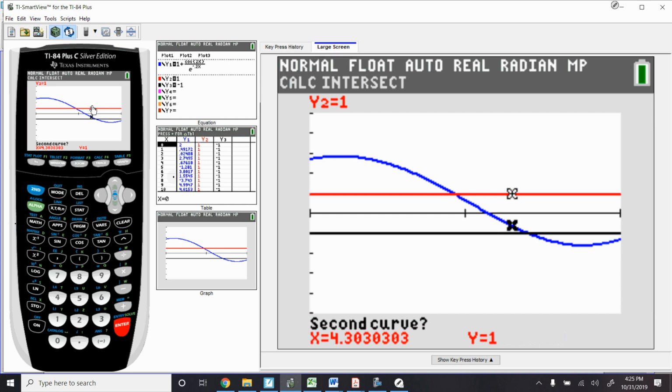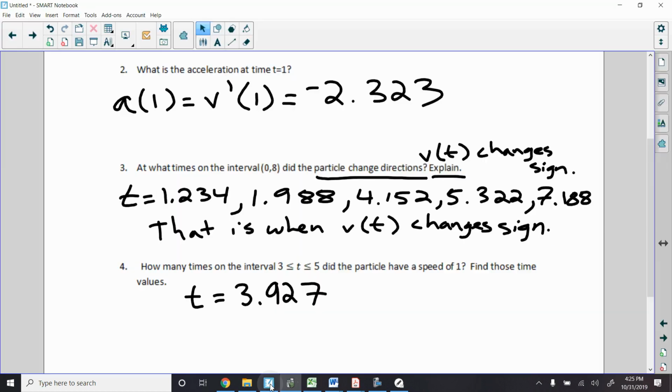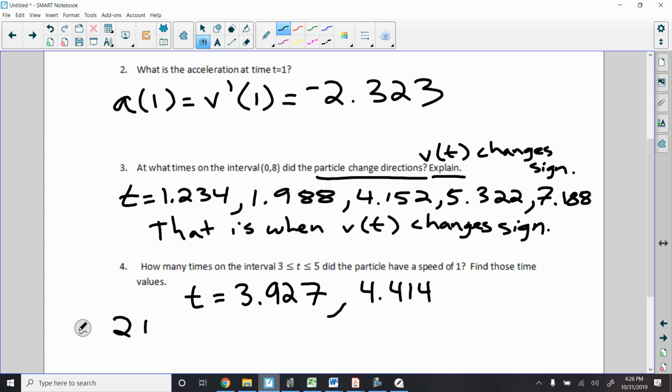Now it's wanting me to use this line, but I don't want that line, so I have to hit the down arrow. That's the line I want. I'll hit enter and enter one more time. And I get my second solution of t equals 4.414. Okay, so how many times did we have that speed? Let's make sure we answer that: 2 times.